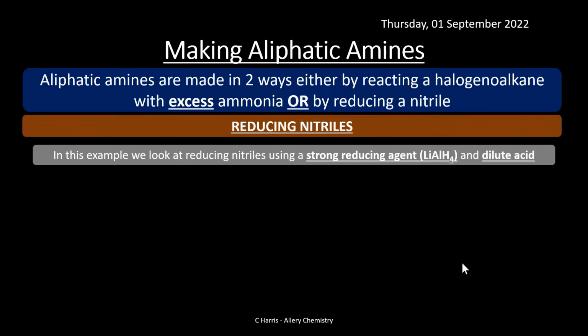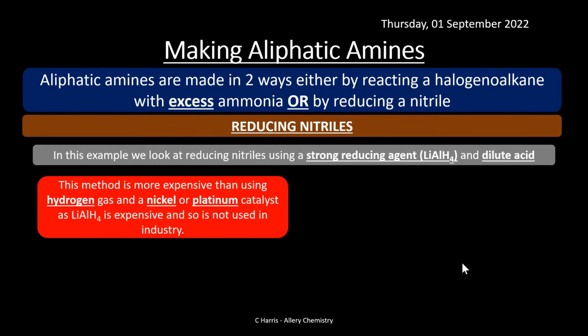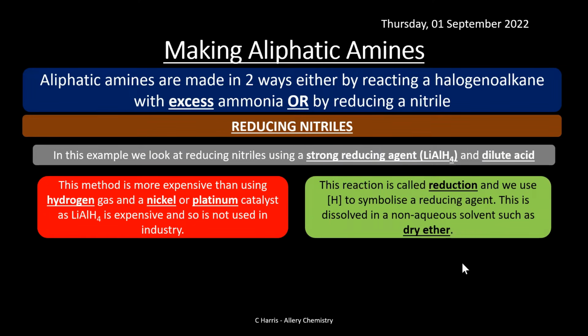So we're going to look at another one as well. This is using a reducing agent instead and dilute acid. This method, like I say, is more expensive than using hydrogen gas and nickel or platinum. Lithium aluminium hydride is an expensive reducing agent, so it's not really used on an industrial scale. It's just a different method of producing a primary amine by reducing nitriles.